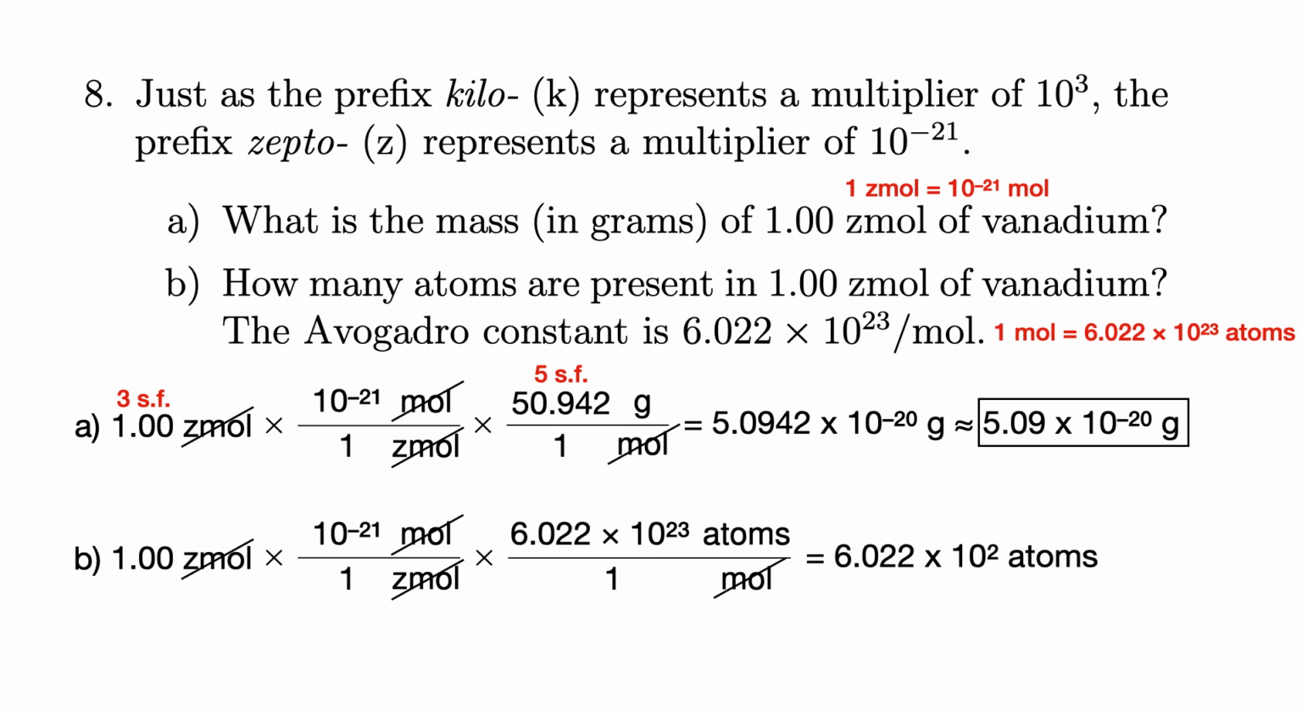And again, we want to round this off to an appropriate precision. We've got 3 significant figures here. We've got 4 significant figures here. So we'll round this off to 3 significant figures. And so we have 6.02 times 10 squared, or that's equivalent to 602 atoms in a zeptomole.